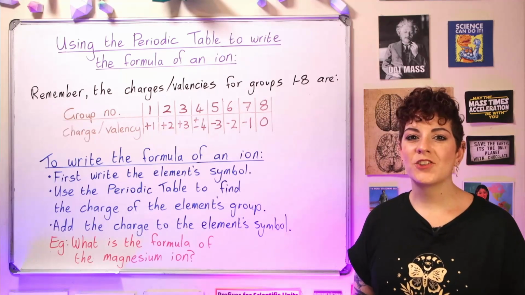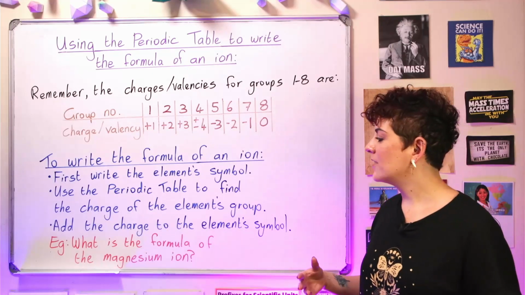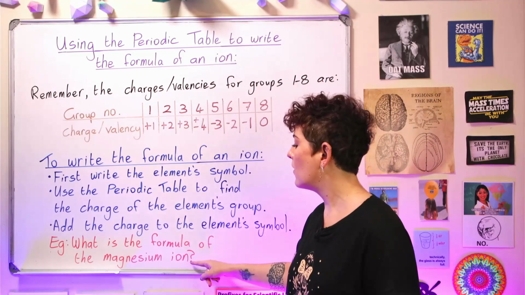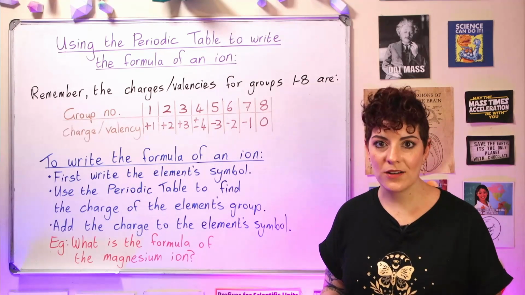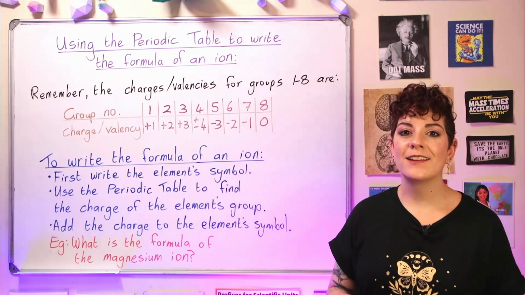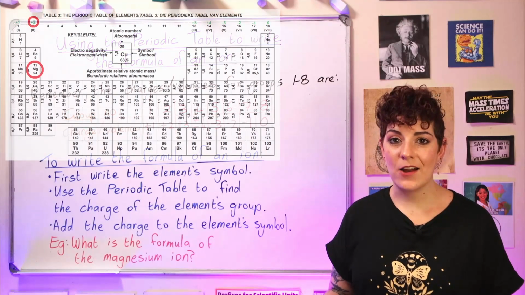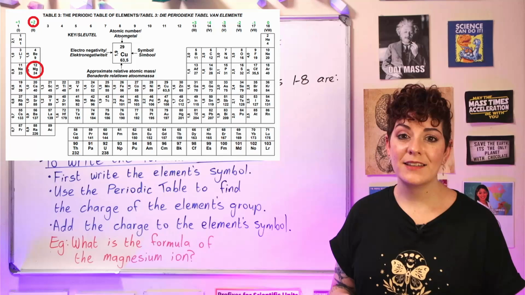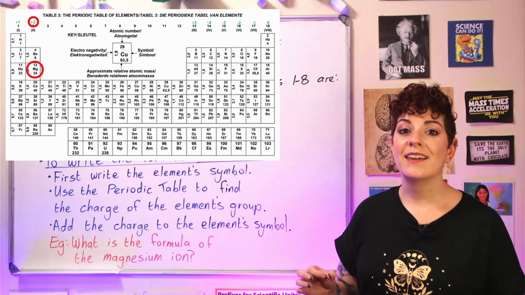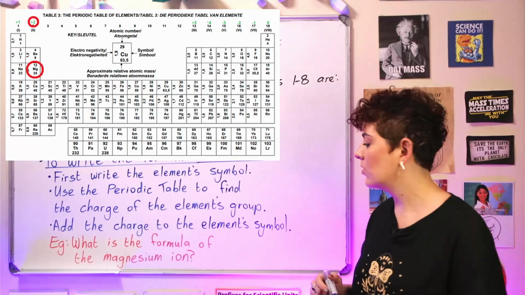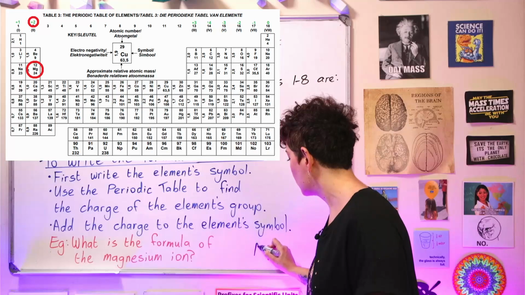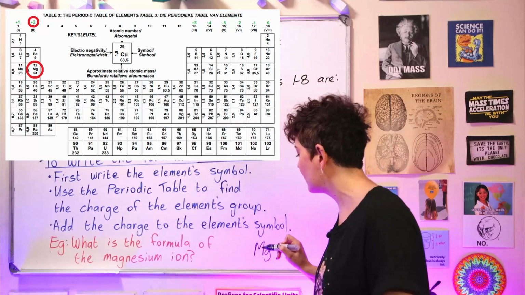Let's do a quick example. Let's say we are asked to write the formula of the magnesium ion. The first thing you want to do is find it on your periodic table, and we'll insert an image on screen now. So the symbol of magnesium, which is in group 2, is capital M, small g. So that's where you start. You write the symbol of the element first.